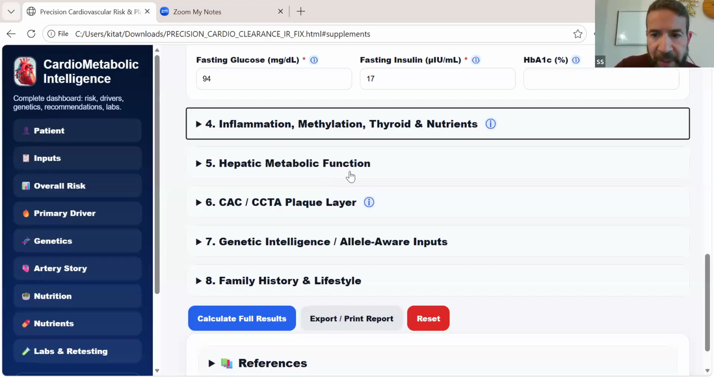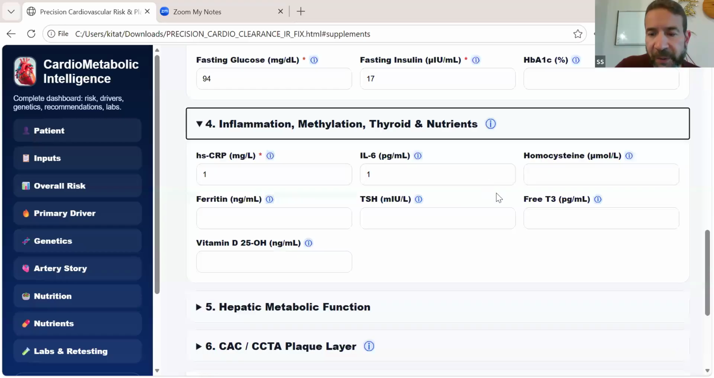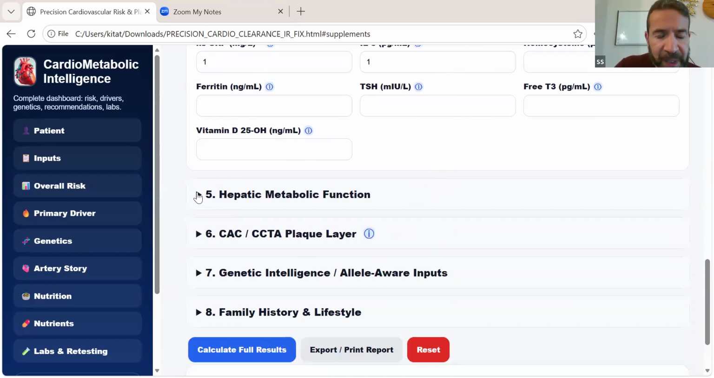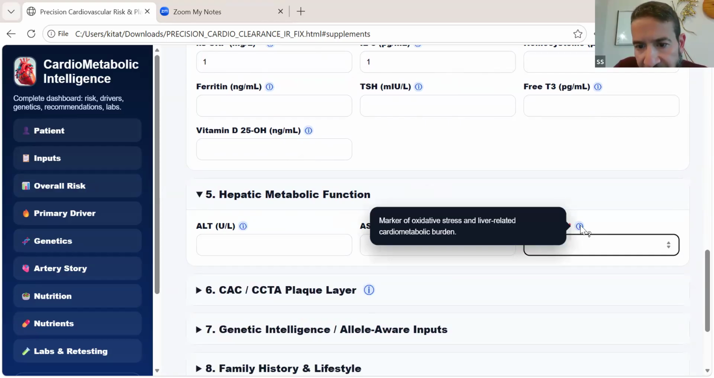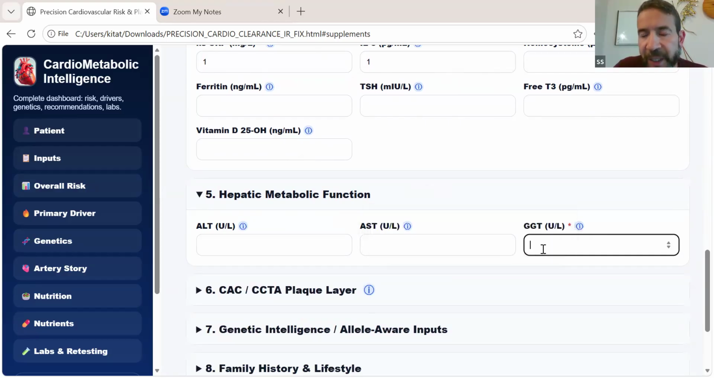So return and we go back. All right, so we're only going to fill up these for now. And GGT is very important. If you want to know what it is, you hover around the eye and it tells you this is a good indicator for oxidative stress. So let's say we'll just keep it at 10 for now.